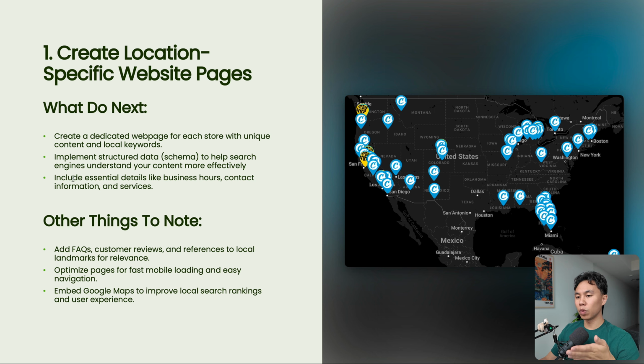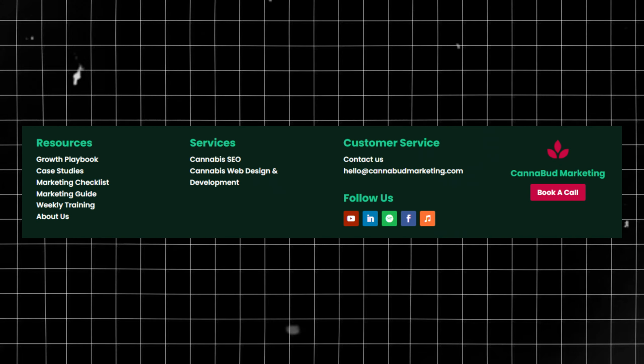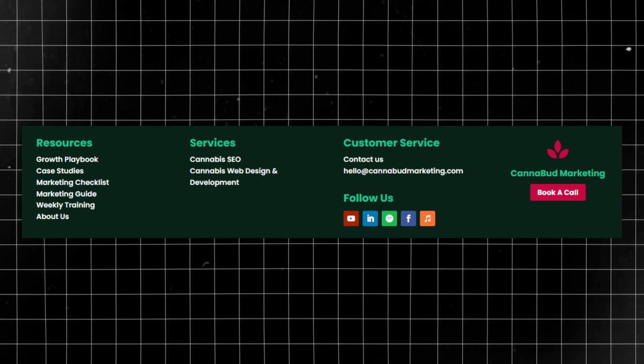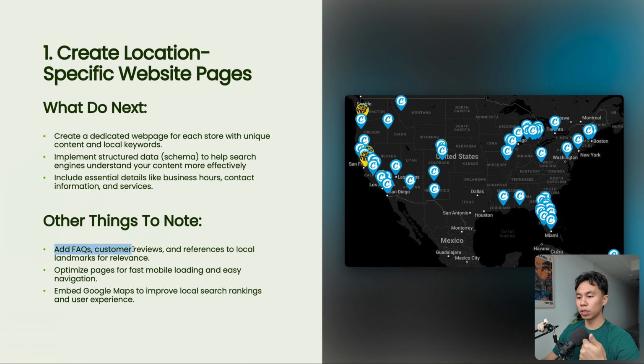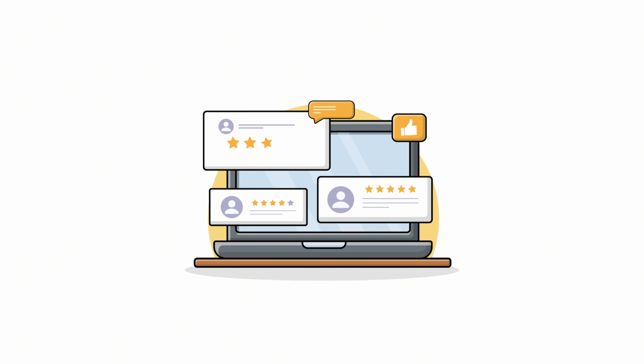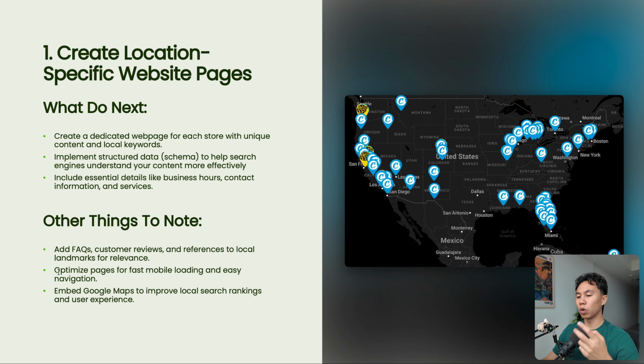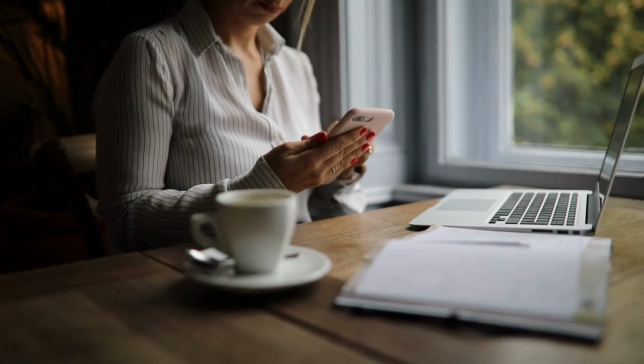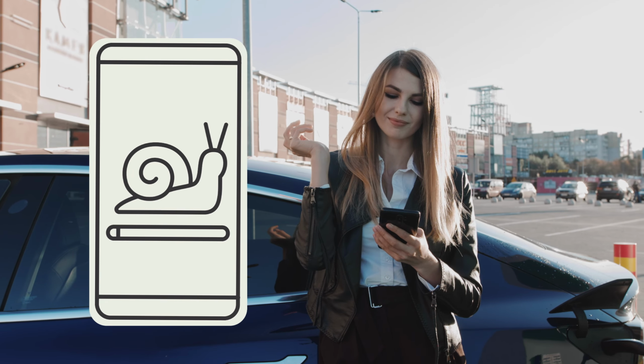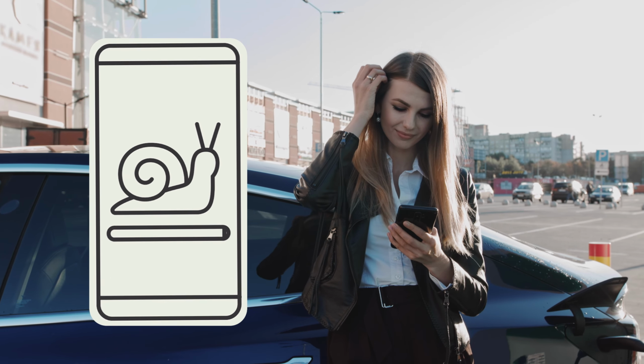The next thing is that you want to include essential details like business hours, contact information, and services. Other things to note on this page, you can add FAQs, customer reviews, and references to local landmarks for relevance. You also want to optimize the page for fast mobile loading and easy navigation. There are 2 ways you can really test for mobile optimization. There's the, I'm going to check on my phone and see how it goes. If it loads fast enough, it's good to go. That's probably the basic level. If it's taking too long to load on your phone, then you're obviously going to need to get that fixed.